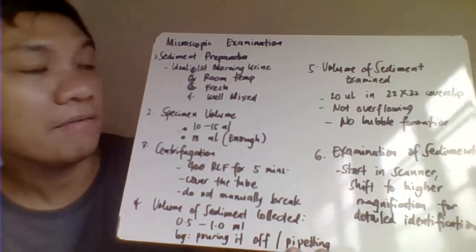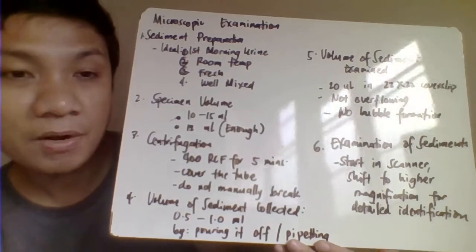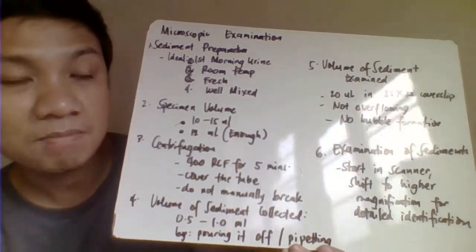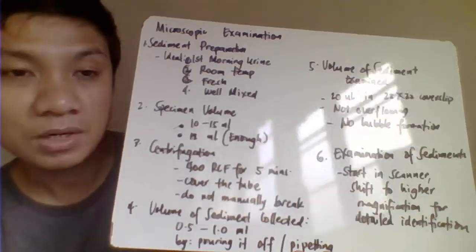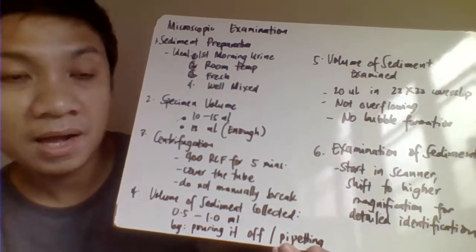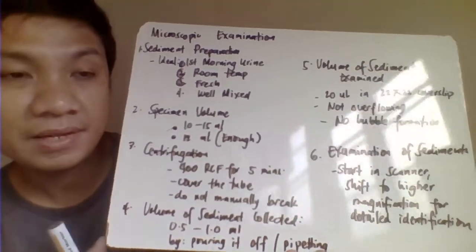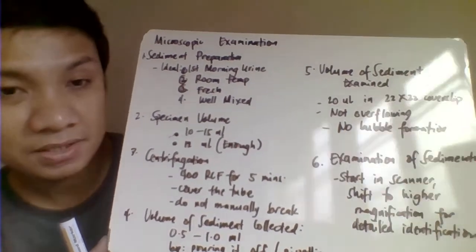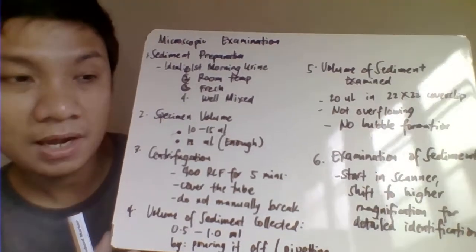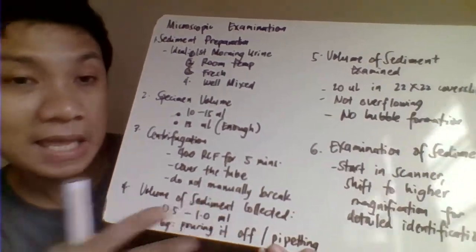So the first one, we have here your sediment preparation. Again, the best sample for doing your microscopic examination should be your first morning urine, because remember that our first morning urine is the concentrated one. Therefore, it will provide us with an accurate estimation of the concentration of different cellular sediments in the urine of the patient. Because with a random sample, most likely our urine is dilute, because we tend to urinate every now and then during the day, right?